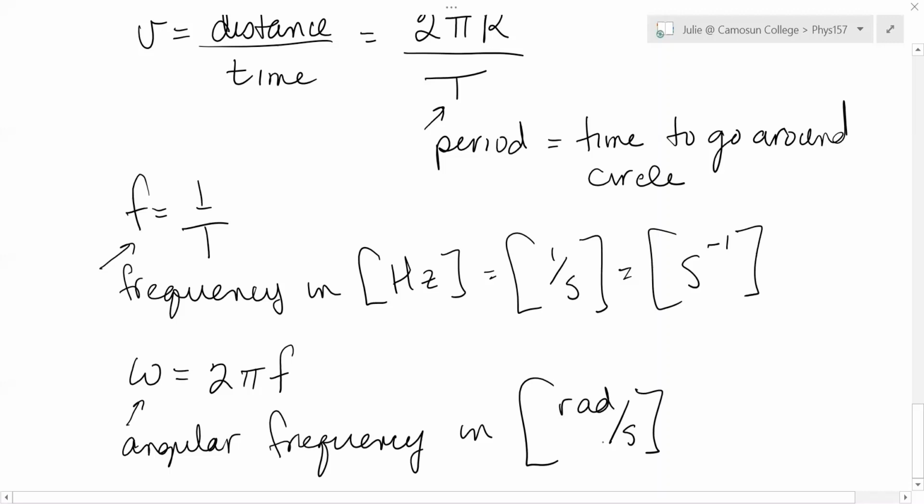And rads are really funny. They kind of come and go. They're not a real unit. They're very tricky that way. Okay, so that should do for this chapter.